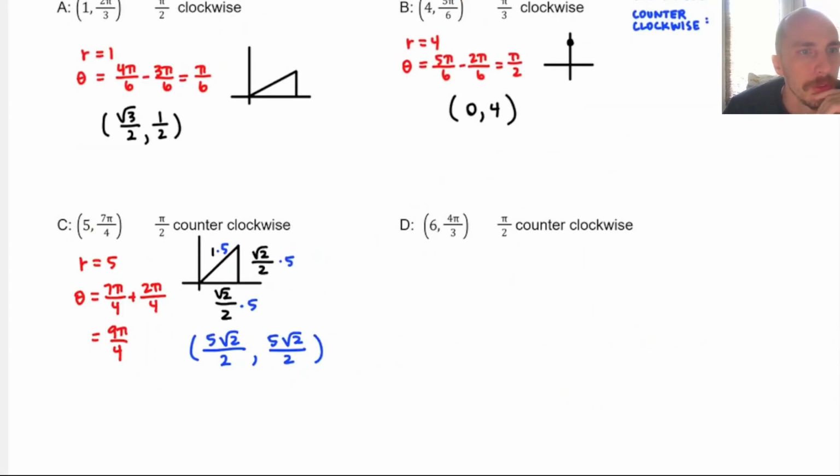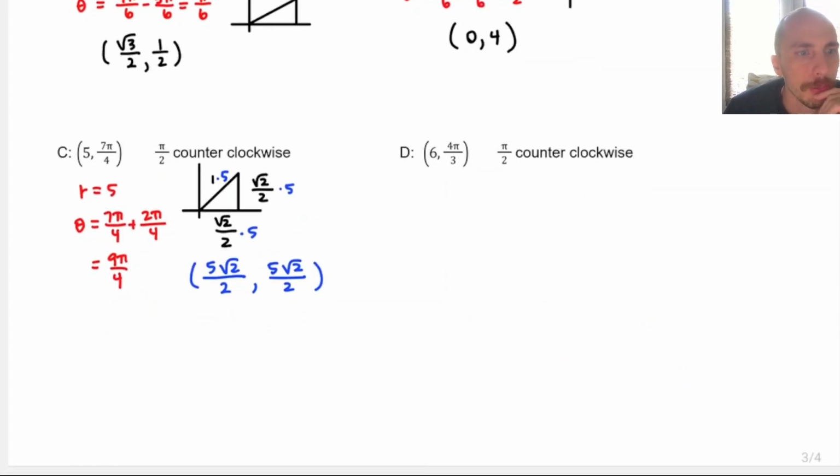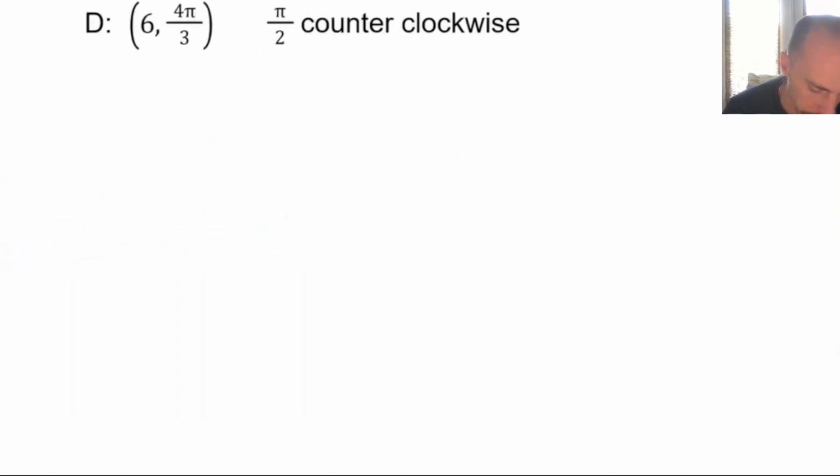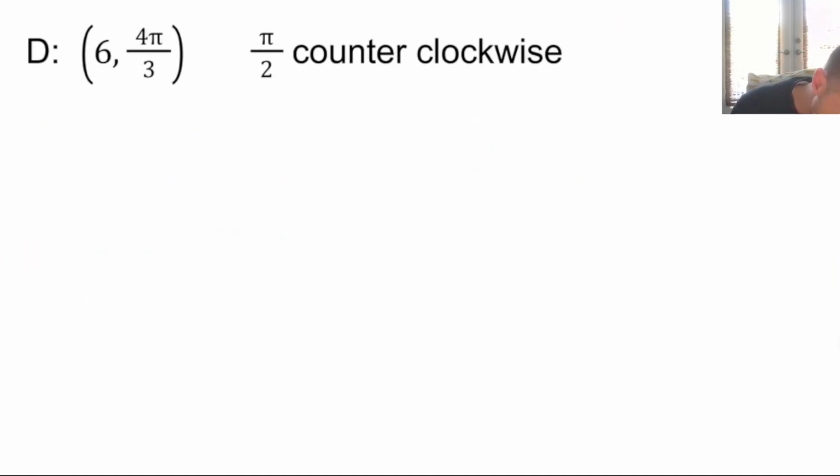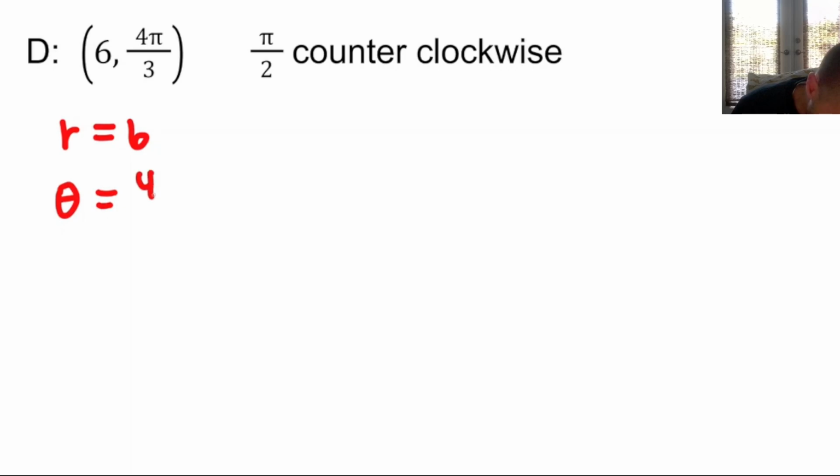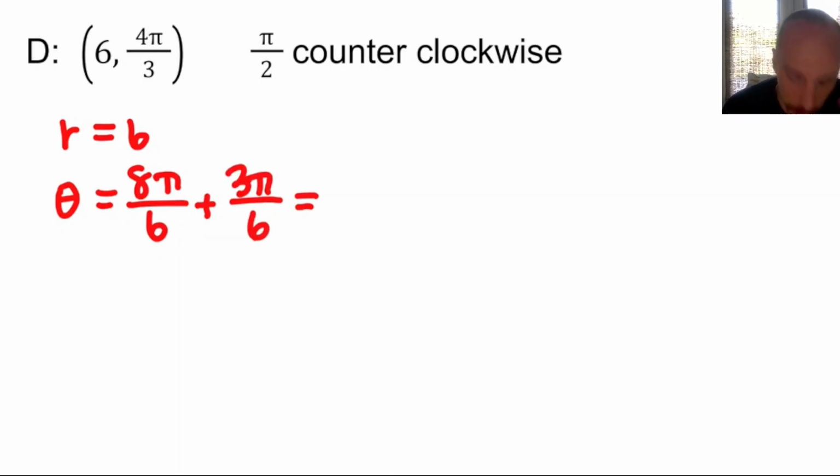Okay. So d after rotation pi over 2 counterclockwise. All right. Okay, so we've got r equaling 6, and then theta equaling 4 pi over 3. And then I'm going to add, I need to take that into 8 pi over 6. And then pi over 2 is 3 pi over 6, and that's going to be 11 pi over 6, which is something I know about.